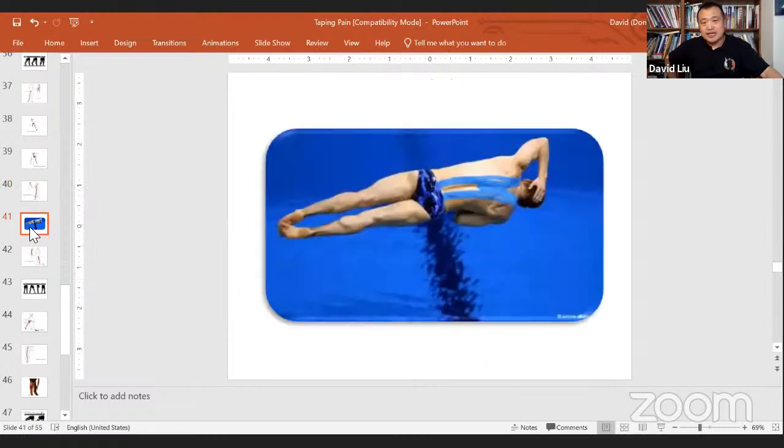We can see this athlete, the taping exactly along the urinary bladder channel. So they can get a significant release from their backache, release their back pain.